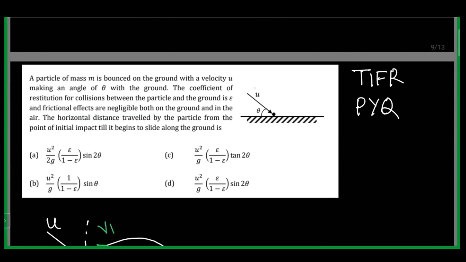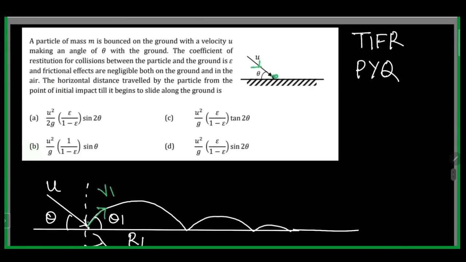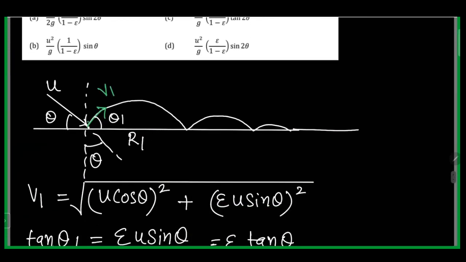So a body is coming with velocity u and it hits the ground. What will happen after hitting? The coefficient of restitution is given to you, which is epsilon. Very simple thing: it will hit and move like this. Then the velocity will decrease because there is a coefficient of restitution. The collision is not perfectly elastic, so the velocity will decrease. So it will then move like this, then like this, and then it will go to the ground. It will stop jumping up.